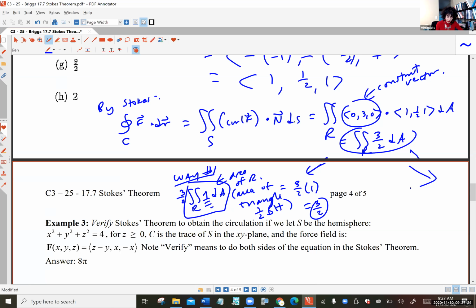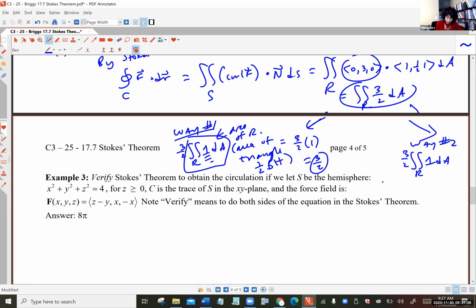Now, way number 2 would be where, let's say you're taking a test and you're not thinking clearly, and you're like, okay, 3/2 times this double integral, I guess I'll go iterate the double integral. No problem. You can do it, if you forgot that it represents area.